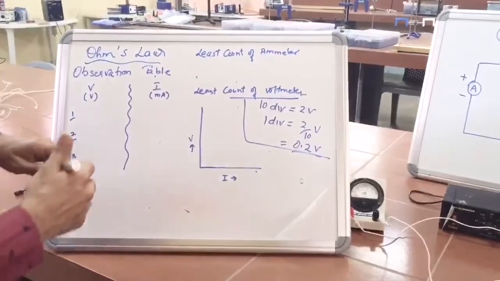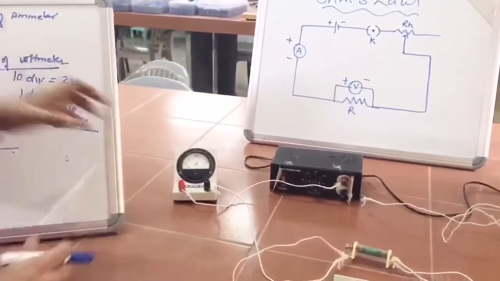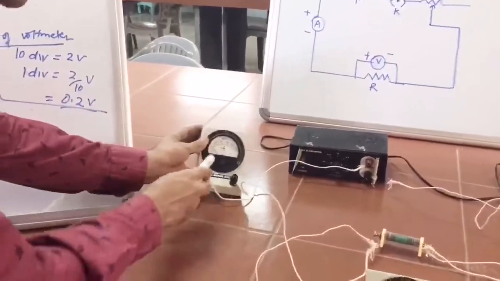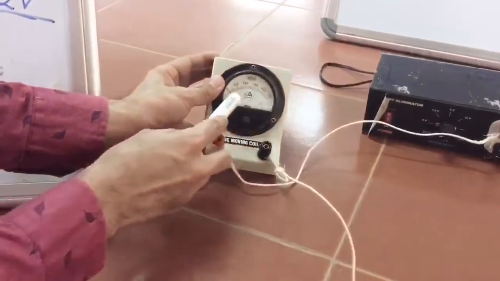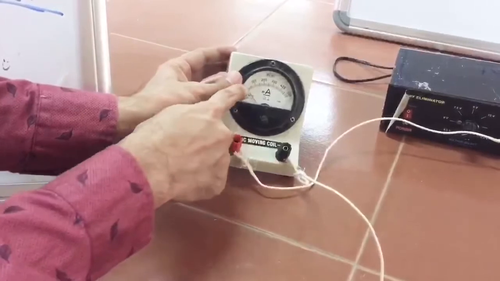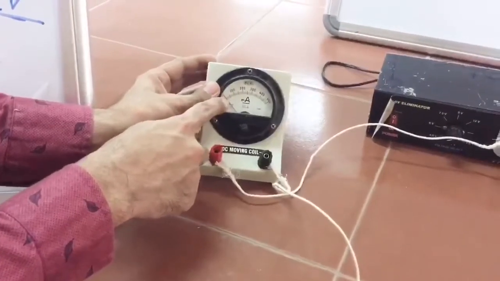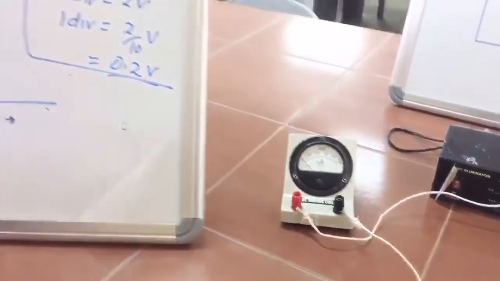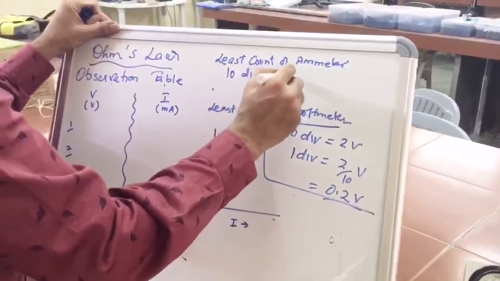Now similarly you go with the ammeter part. The ammeter starts from 0 and ends at 500 milliampere. If you look closer at 0 to 100, you will see 10 lines in 100 milliamperes. So we can say that 10 divisions equal 100 milliampere.